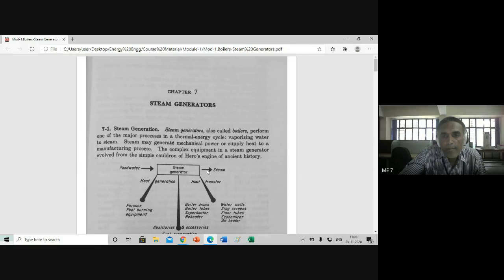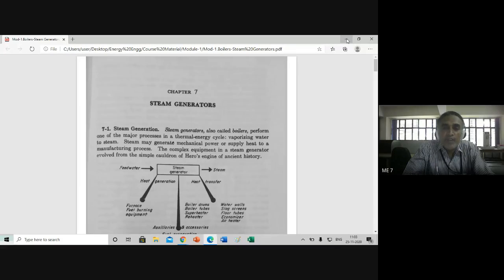Has the screen appeared to you? Steam generator. Today, the topic is types of boiler. How it works. What is the difference between one boiler and another boiler?